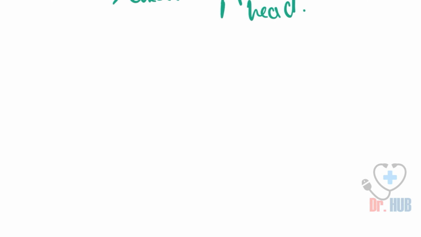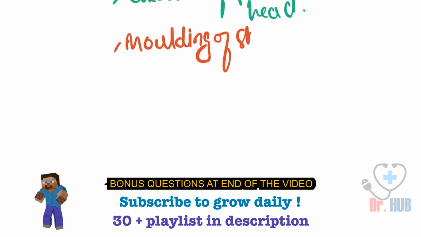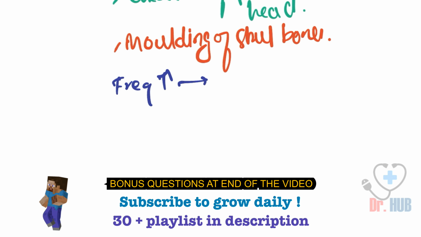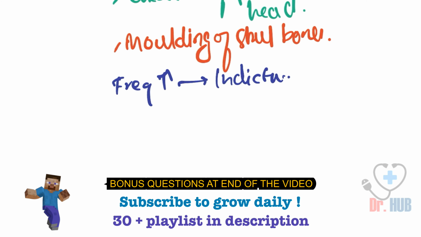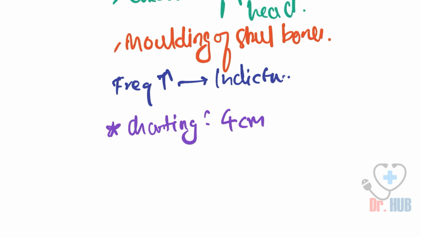Next, there is also the molding, which is of the skull bones. More frequent examination is only undertaken if indicated, so the frequency is increased only if there are indications. Next, when does the charting start? The charting starts at 4 centimeters of cervical dilation.